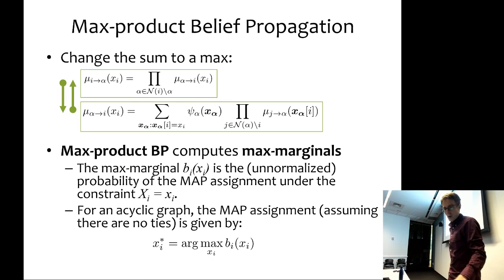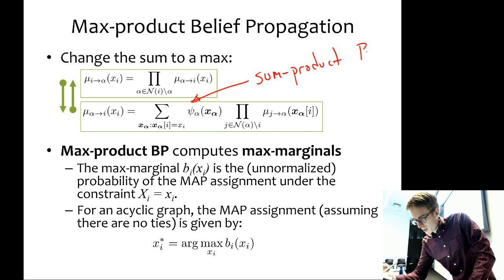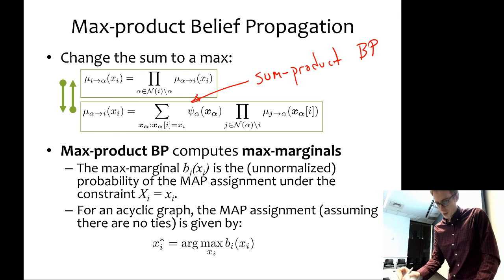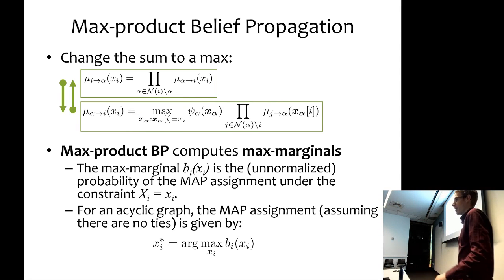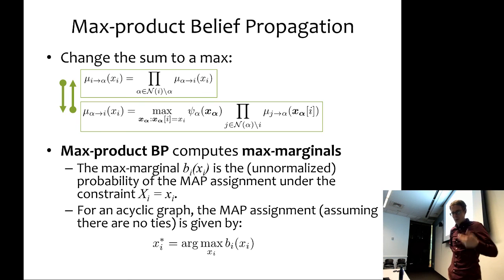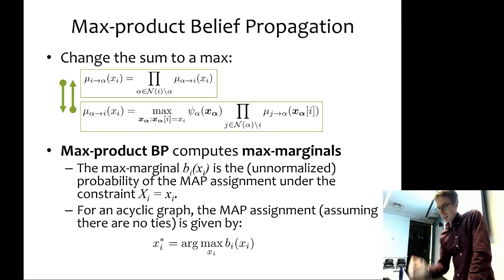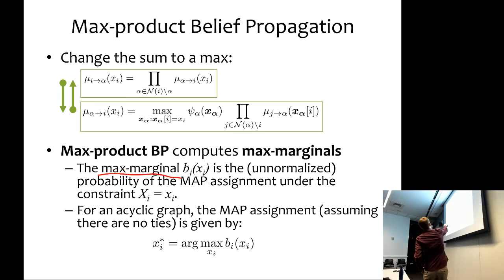Okay. And so here are the original messages, this is the original setup for sum product belief propagation. This is how you send messages in that case. And observe that we have this summation over all the possible variables. If you just replace that with a max instead of a sum, you get back the max product belief propagation algorithm. Okay. And what we actually end up doing is computing not beliefs, but what are called max marginals. And these are essentially unnormalized probabilities of the most likely assignment under the constraint that the variable takes on a specific value.